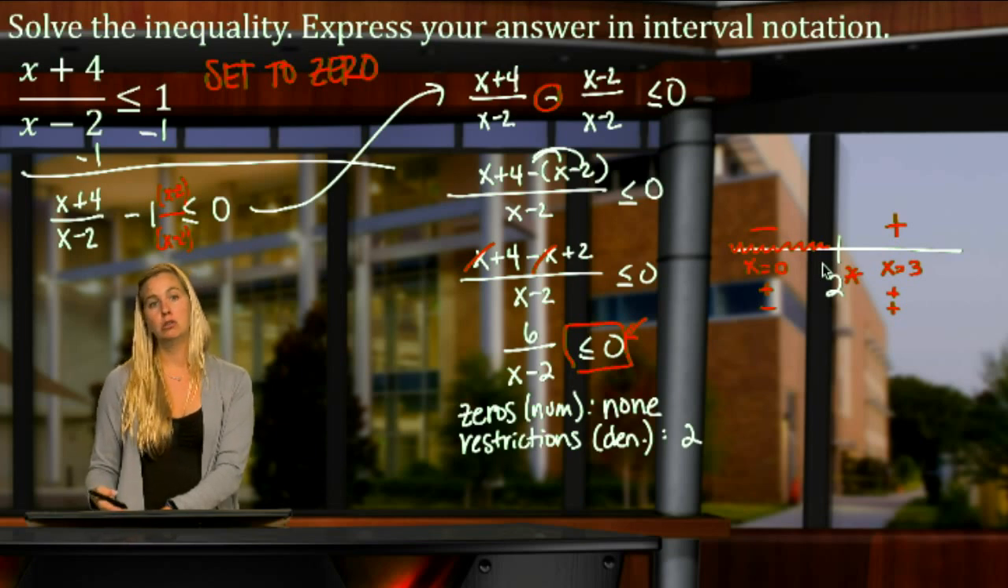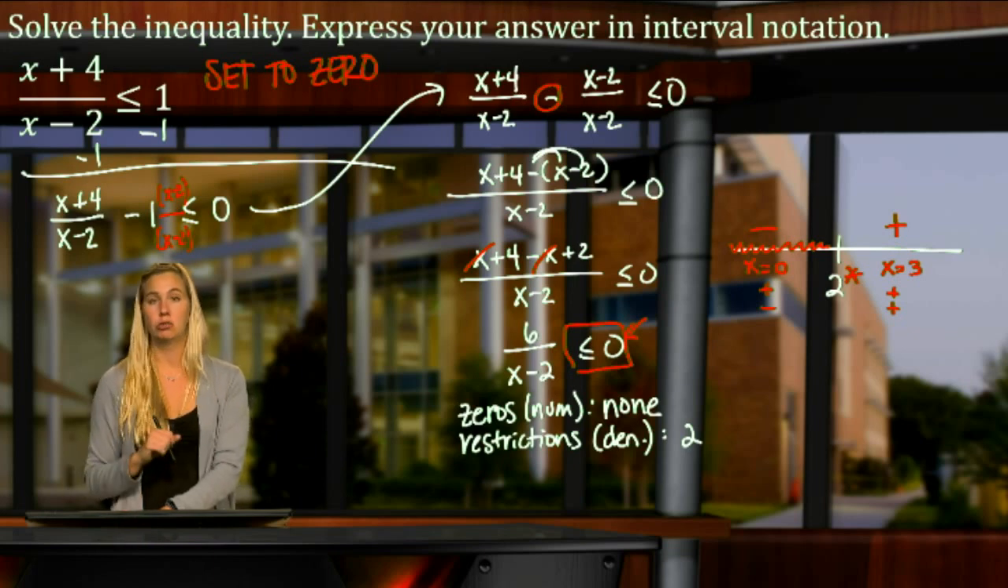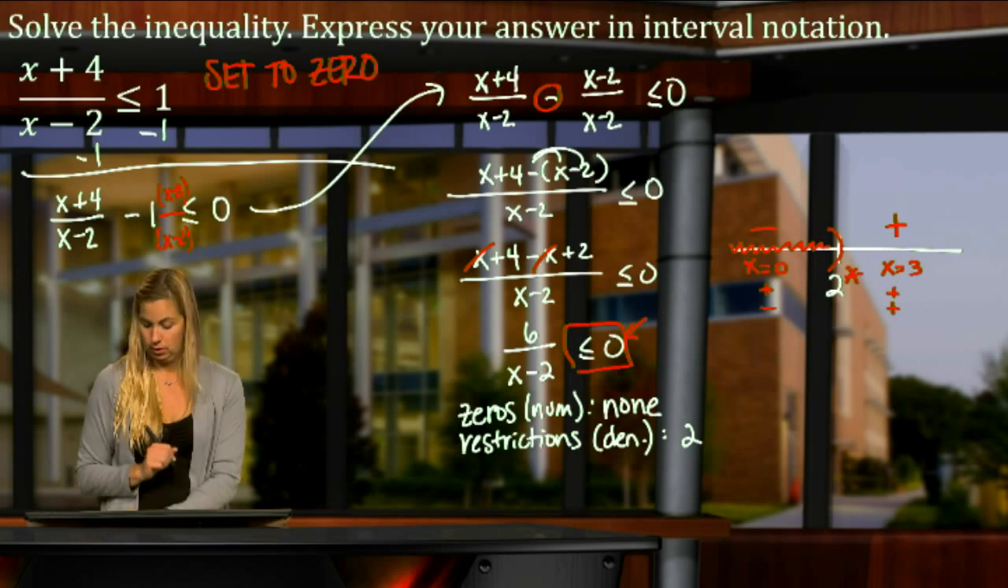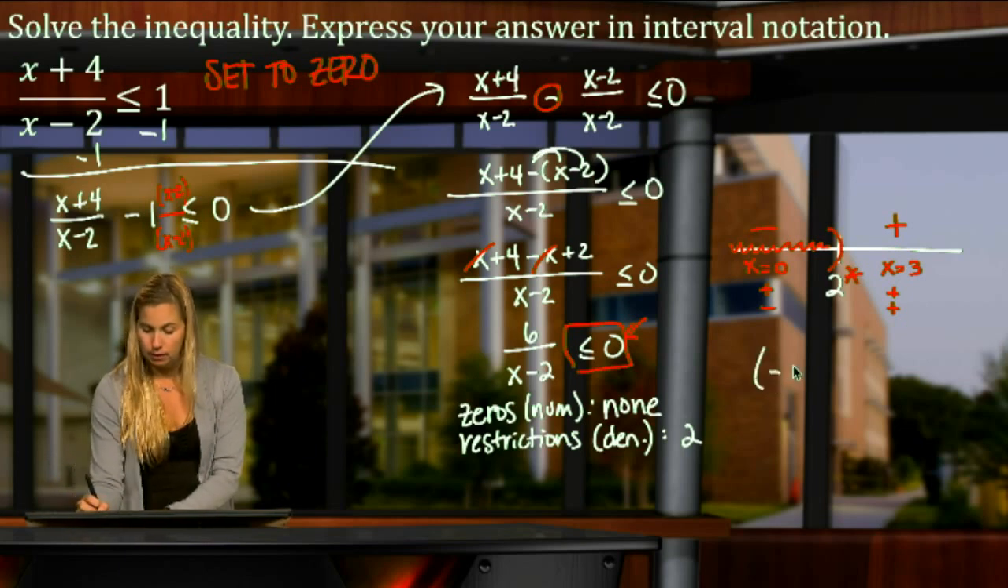Are we going to include the value of 2? Because it does say equal to. The answer is no, because 2 is a restriction. It can't be included in any interval. So our final answer: negative infinity to positive 2.